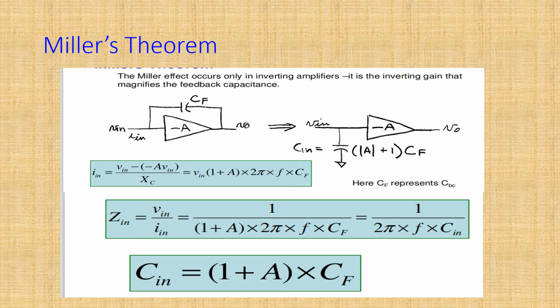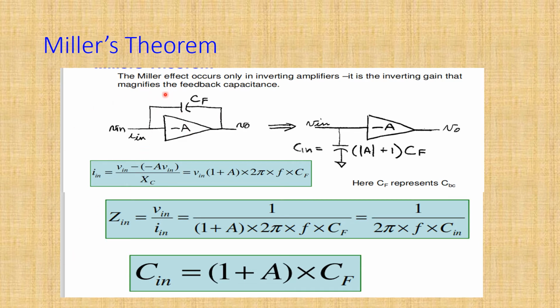We are going to study the effect of Miller capacitance. So assume that this is an amplifier with a negative gain, and this is the capacitance CF connected over here. This capacitance, which is between the input and output, needs to be broken down in order to understand its effect, since it is in the feedback between the input and output. So here we apply Miller's theorem.